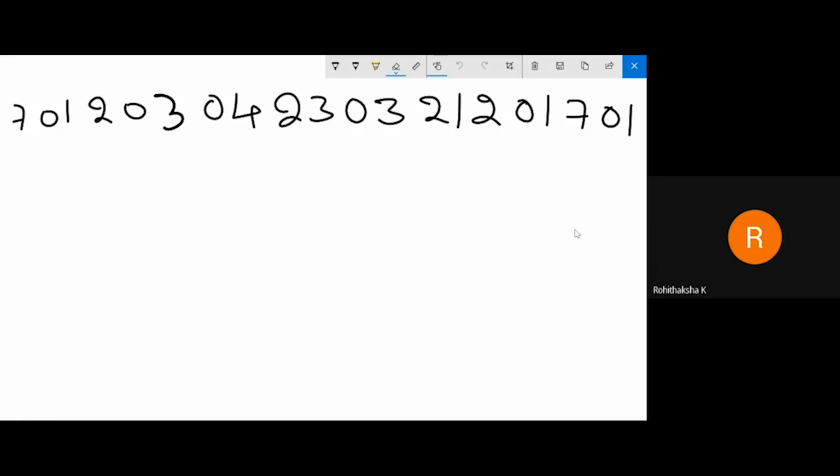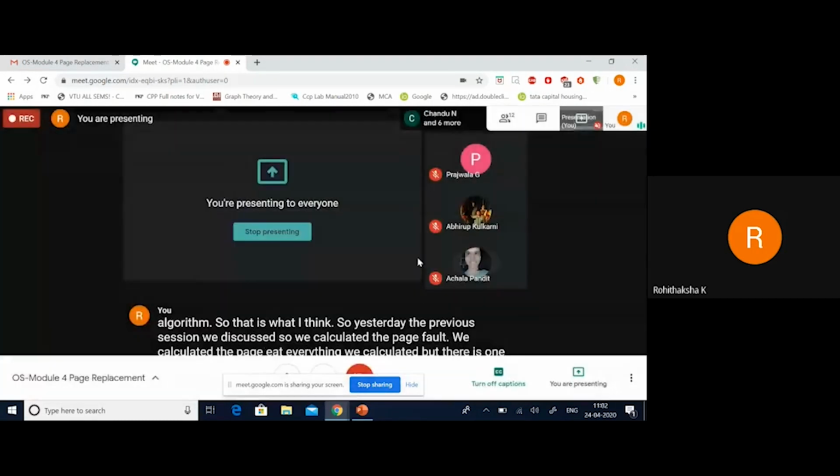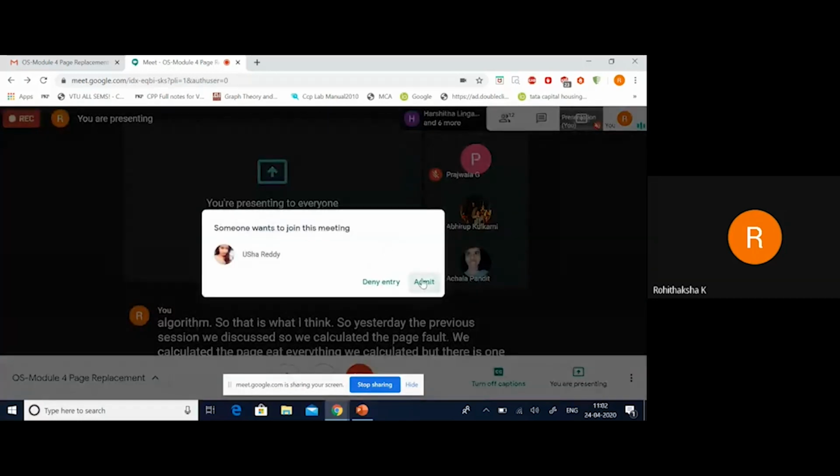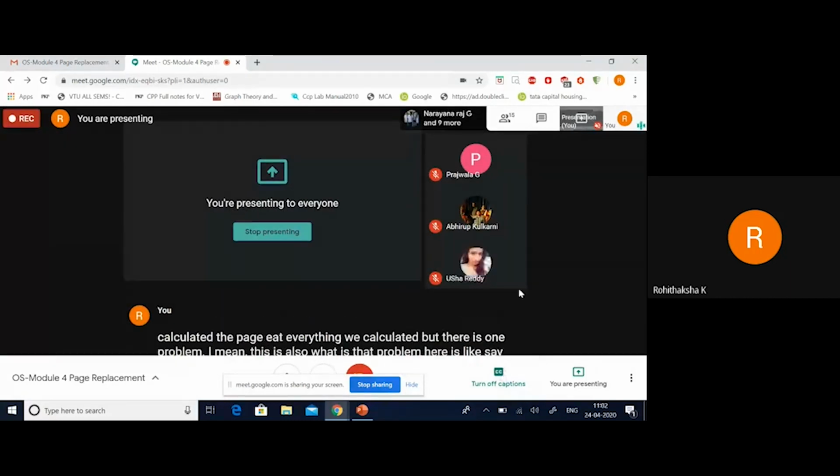So that is what we discussed in the previous session. We calculated the page faults and the page hits, everything. But there is one problem in this. Can anyone tell what exactly the problem will be in this case?